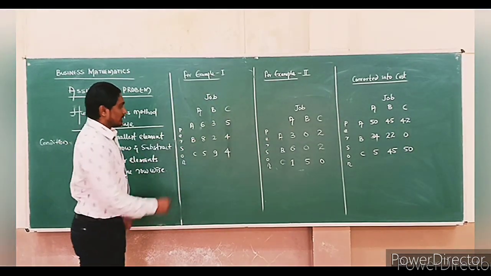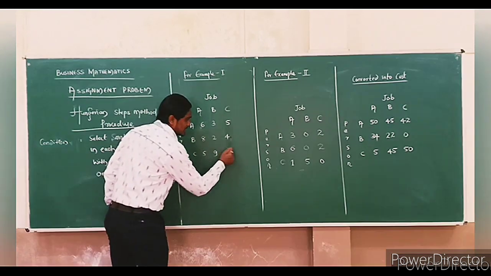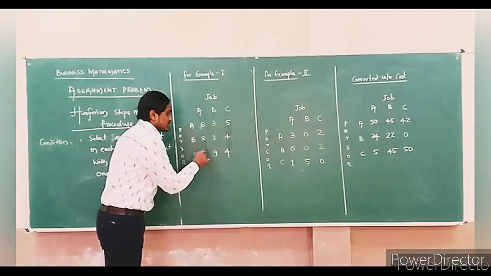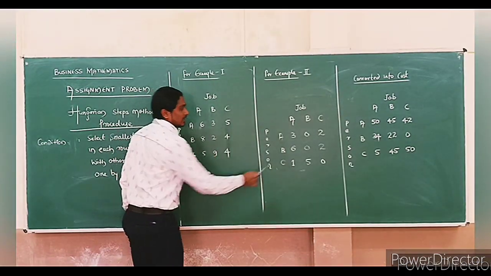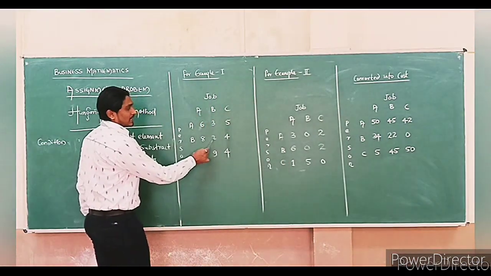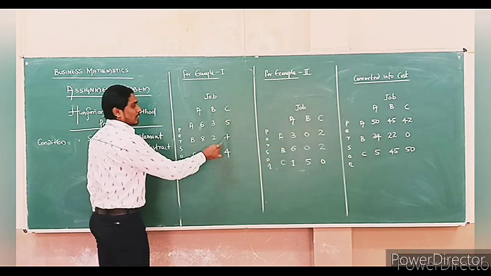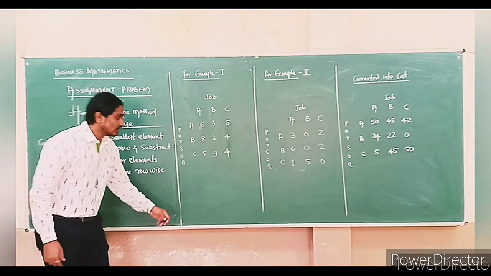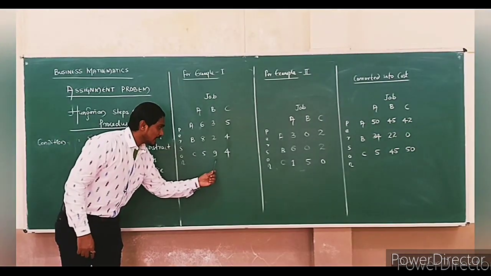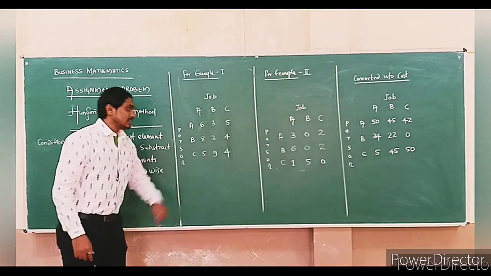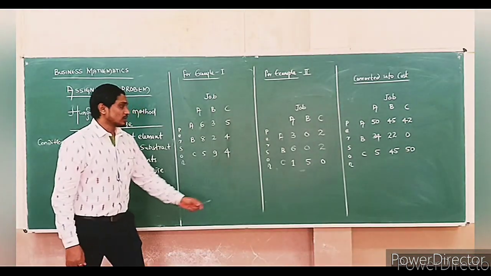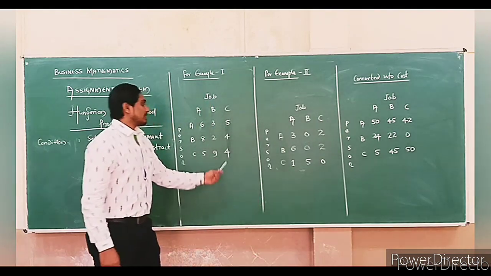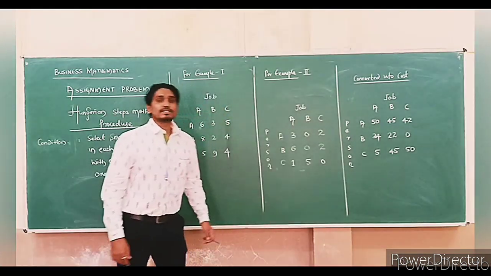Now the second row, person B. The smallest element is 2. 2 is the smallest. Now we have to subtract. 8 minus 2 equals 6. 2 minus 2 equals 0. Then 4 minus 2 equals 2. Likewise, the last row is 5, 9 and 4. 4 is the least. 5 minus 4 equals 1. Then 9 minus 4 equals 5. Then 4 minus 4 equals 0.